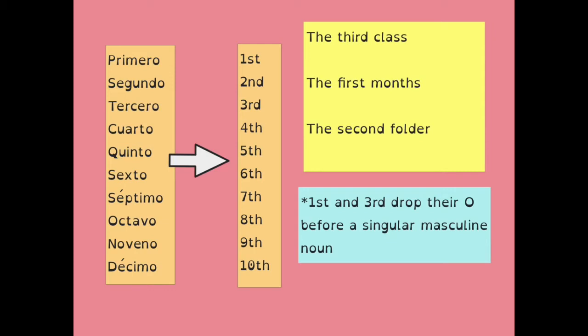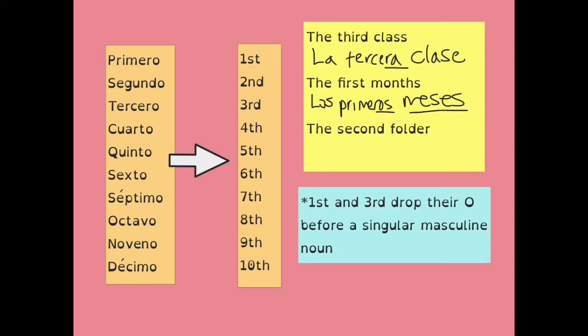So for example, if I say the third class, well, we know the and clase. Clase is feminine, so tercero is the base word, but it needs to match clase, so it's also going to be singular and feminine, la tercera clase. The first months, like maybe you're talking about the first months of the year, you'd say los meses for months. Meses is masculine and plural, so we're going to take first, primero, and do the same thing to it, so primeros. So now it agrees.